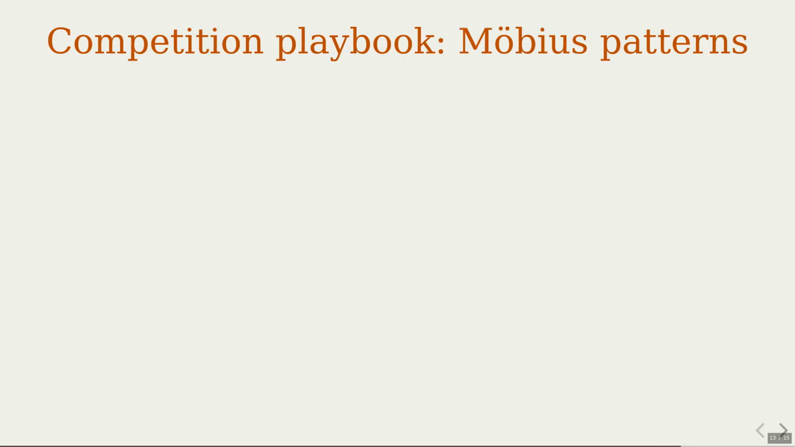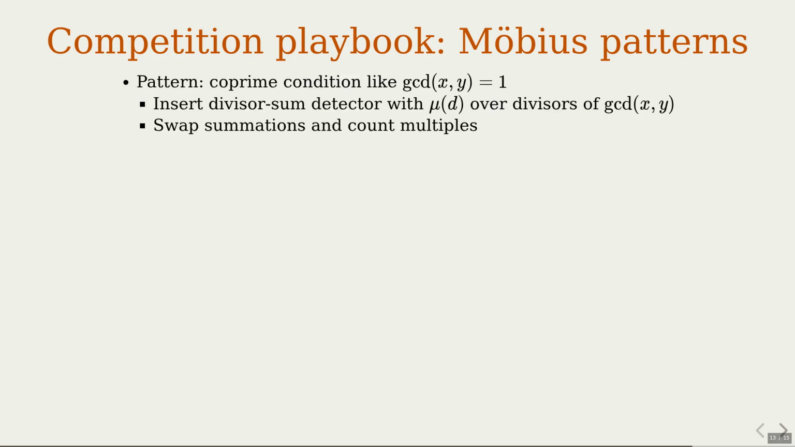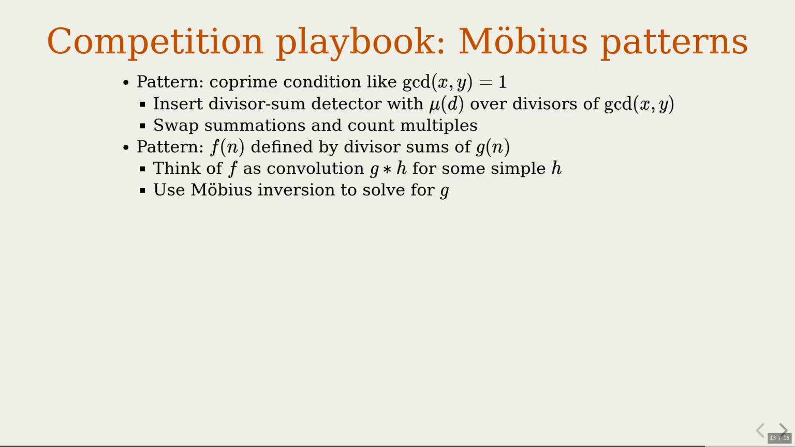Let us gather the patterns we have seen into a quick contest playbook. This is what I want to remember in the middle of an exam, not every derivation line by line. Whenever you see a coprime condition, try writing 1 or 0 as a sum over divisors with mu, and then swap the order to count multiples cleanly. If the statement defines a function by adding values of another function over divisors, treat it as a convolution and use inversion to solve backward.